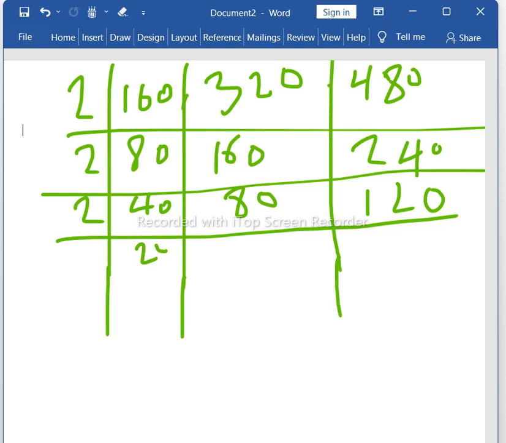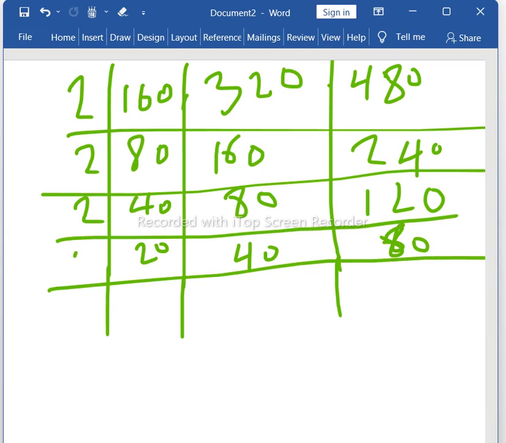When we divide, we get 80 divided by 2 is 40, 160 divided by 2 is 80, 120 divided by 2 is 60. So again this number is divisible by 2.